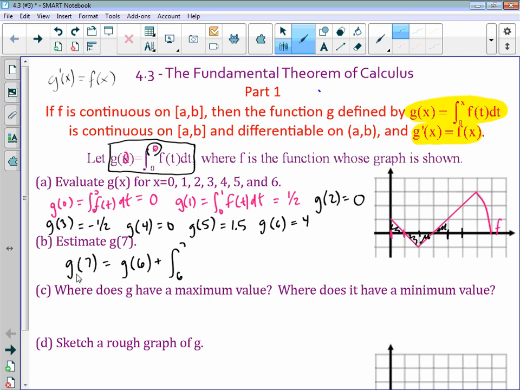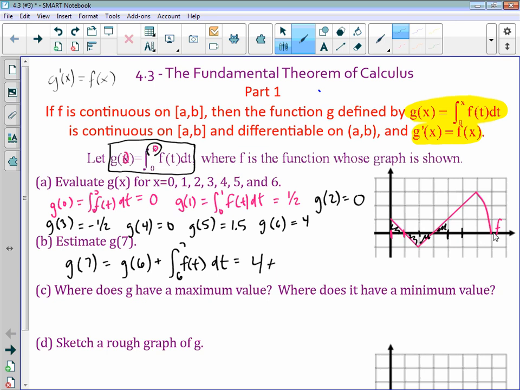Okay, this is how the AP test writes a lot of their answers. It's not necessarily how you would have to write it. But when we get to studying for the AP test, a lot of people go, what does that even mean? It means you're taking what you had at g of 6, and then you're just adding on what it was from 6 to 7. So from 6 to 7, our function, that's the part that we're estimating.